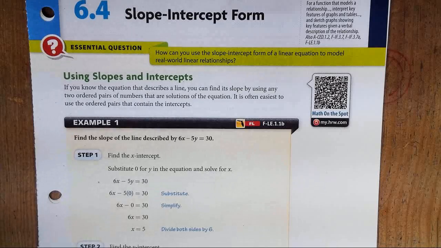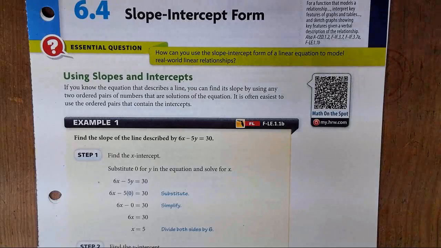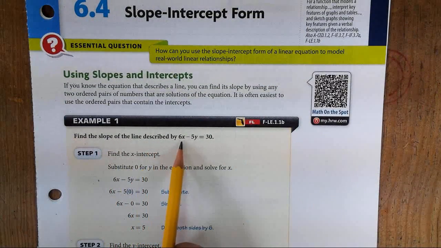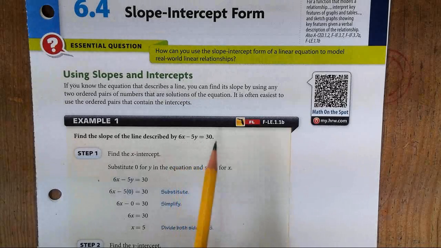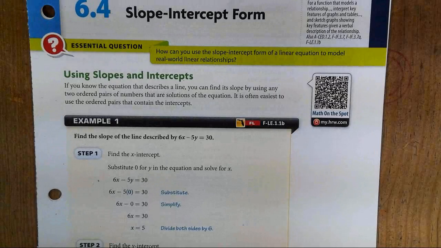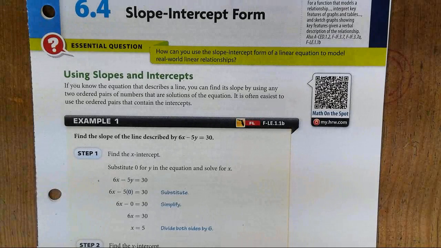Okay, so first things first. It says here to find the slope of a line, 6x minus 5y equals 30. So up until now, as I mentioned in the very brief introduction, we have already discussed how we can find x and y intercept. We did that in lesson 6.2. So the way that your textbook is explaining how you can find the slope of a line is simply by finding the x and y intercept of the line first.